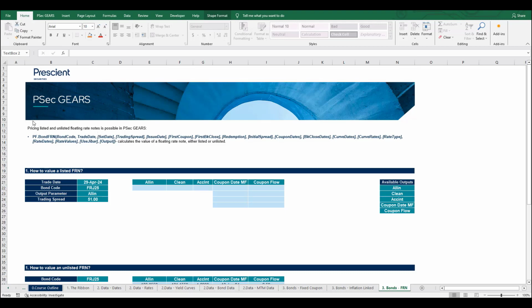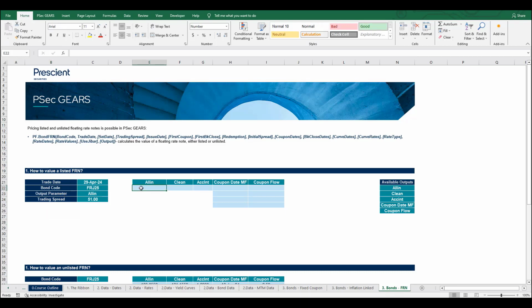In today's video, we're going to be talking about FRN valuation, so floating rate notes. And really, there's two types of valuations we want to do. We want to value listed floating rate notes, so FRNs that are listed on the JSE, and also unlisted notes where the characteristics of those bonds are not available through the JSE data.